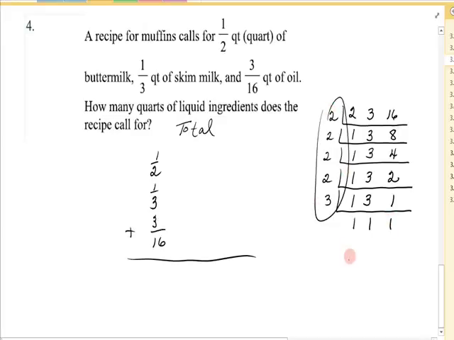I have 2 times 2 times 2 times 2 times 3. That gives me 2 times 2 is 4, times 2 is 8, times 2 is 16. So it's whatever 16 times 3 is, which is 48. My least common multiple, which becomes my common denominator, is 48.